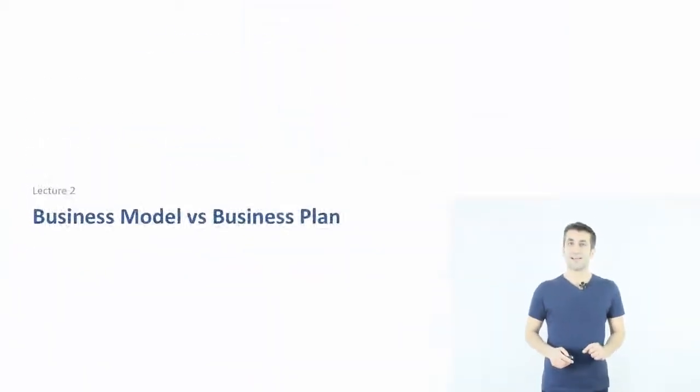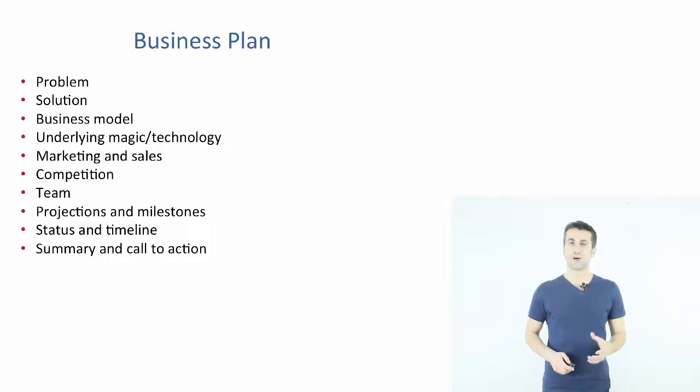Once the entrepreneur recognizes the opportunity, the next thing he does is start to write a business plan. A business plan consists of the problem, the solution, the business model, underlying magic or technology, the operations behind, or any patents, trademarks you have, anything unique to you, and then marketing and sales, the competition and the industry, what industry are we in, the team composition, who are the founders, who are the shareholders, the projections and milestones, status and timeline, and finally the summary and call to action.